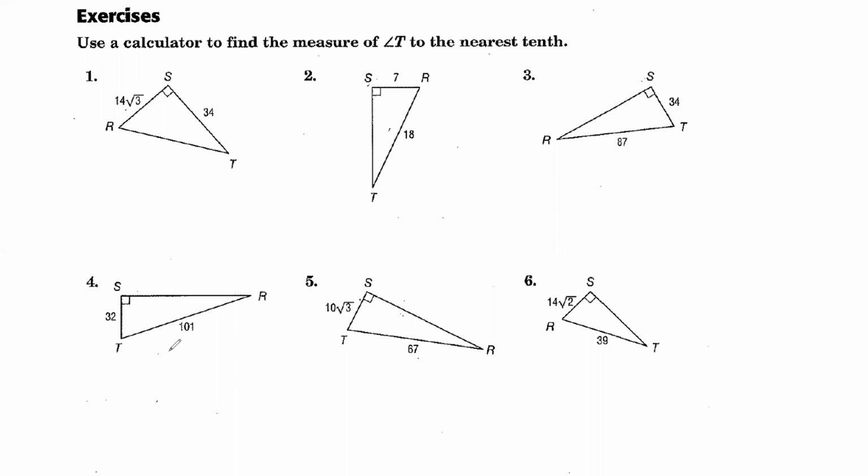Number one, you have 14 radical 3 and 34. They want us to solve for angle T, it says in the directions. So this is the angle we're using. Based on angle T, what two parts do I have? Do I have a hypotenuse this time? What two parts do I have? Opposite and adjacent. Which one's which? So 34 is our adjacent. And 14 radical 3 is our opposite. Now, which operation uses opposite and adjacent? And if you need to, you can write out SOHCAHTOA. I do have it on the sideboard over there. Opposite and adjacent is tangent. So we're doing tangent of the angle equals opposite over adjacent.